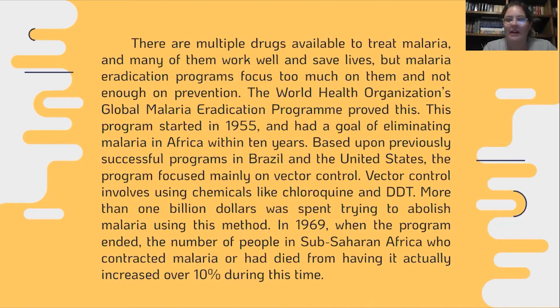This program started in 1955 and had a goal of eliminating malaria in Africa within 10 years. Based upon previously successful programs in Brazil and the United States, the program focused mainly on vector control. Vector control involves using chemicals like chloroquine and DDT. More than $1 billion was spent trying to abolish malaria using this method. In 1969, when the program ended, the number of people in sub-Saharan Africa who contracted malaria or who had died from having it actually increased 10% during this time.